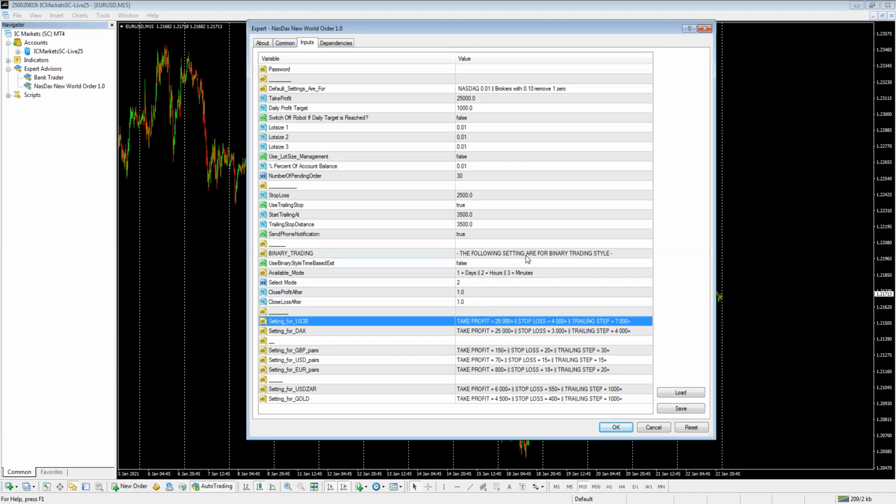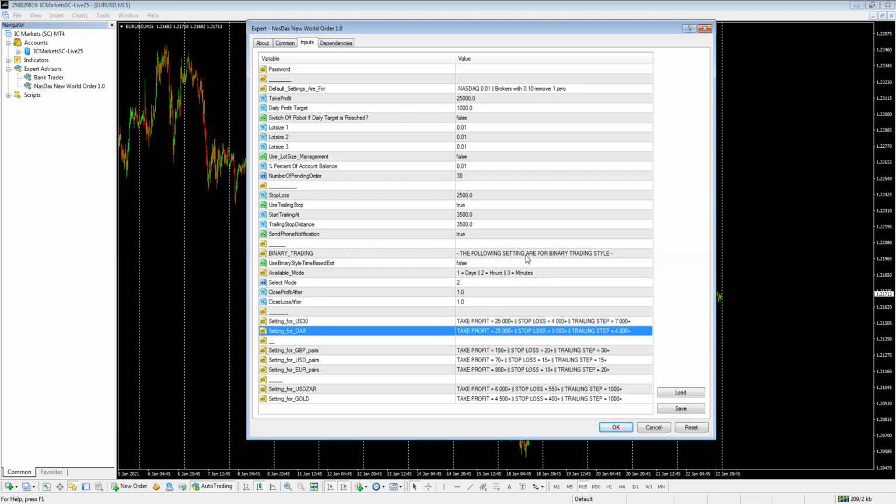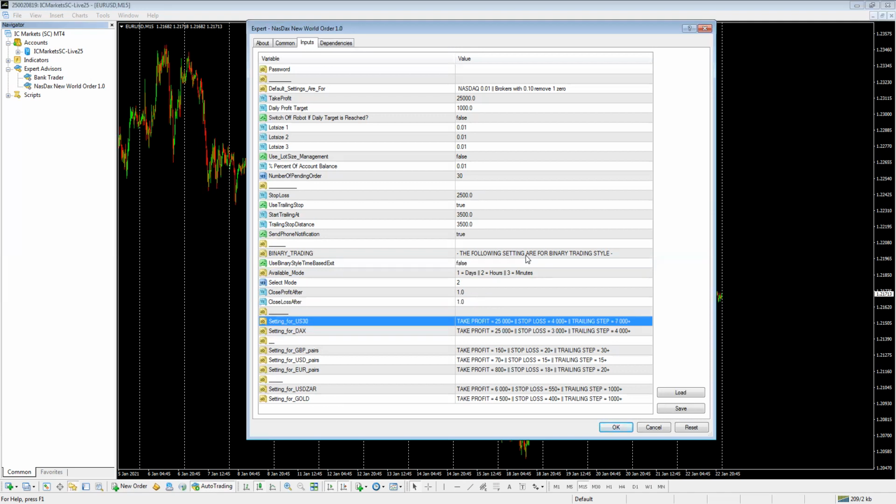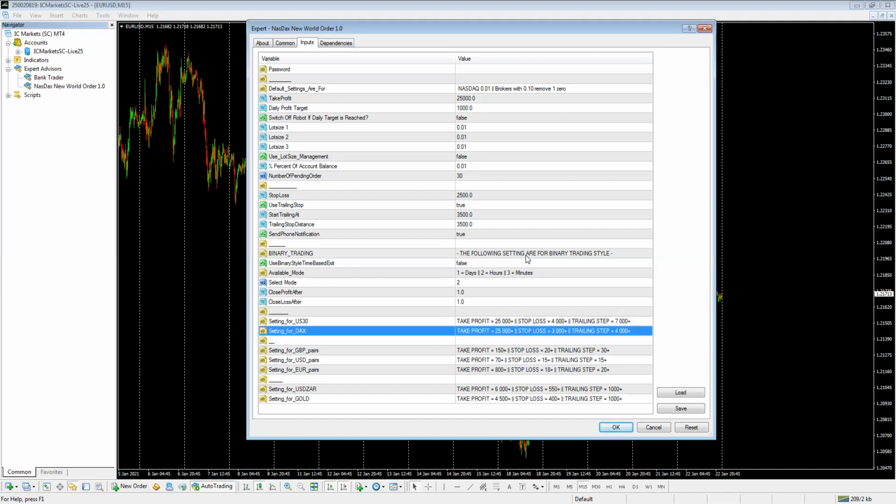Then we have the nodes. Now with the nodes, what you need to pay attention to is the different pairs that we have them on. Now for indices, it's simple. It's US 30. It's DAX, which is German 30. It's straightforward. The most frequent question that I've been getting is with this GBP, USD, Euro.